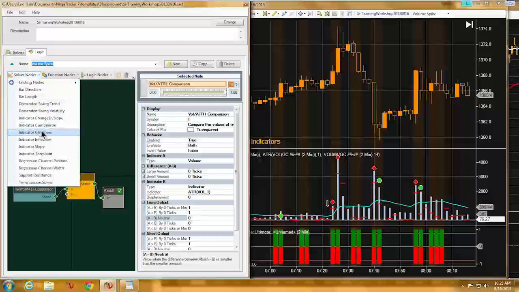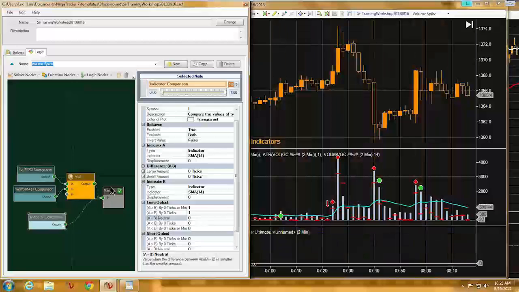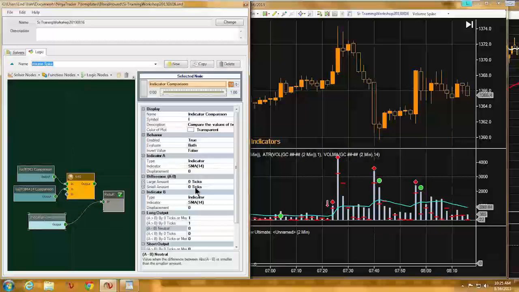All right, so I'll grab another new comparison solver, connect it up to the result node, and change my indicators here. Well, first let me give it a name. So we're comparing the ATR 1 period to the volume MA 14 period.